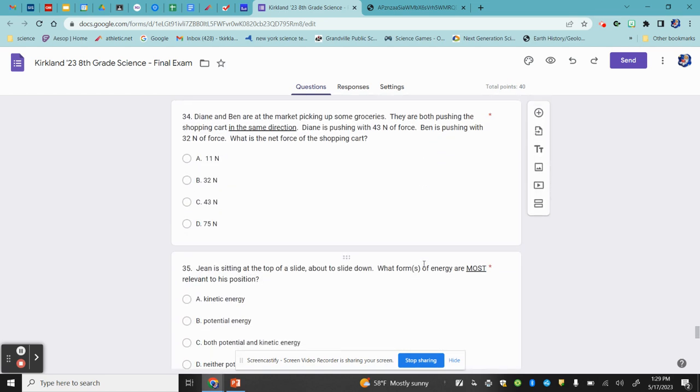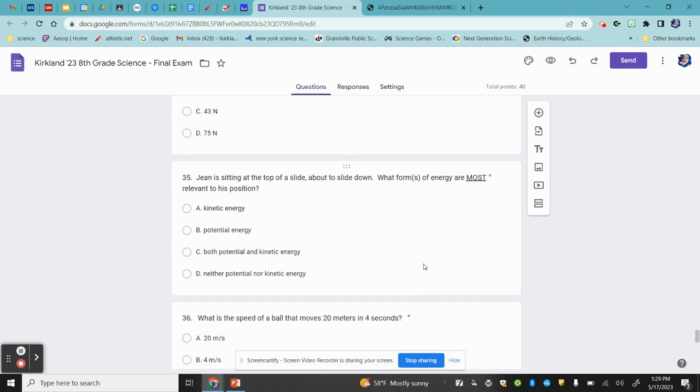34. Diane and Ben are in the market picking up some groceries. They're both pushing the shopping cart in the same direction. Diane is pushing with 43 newtons of force. Ben is pushing with 32 newtons of force. What is the net force of the shopping cart? A. 11 newtons, B. 32 newtons, C. 43 newtons, D. 75 newtons.